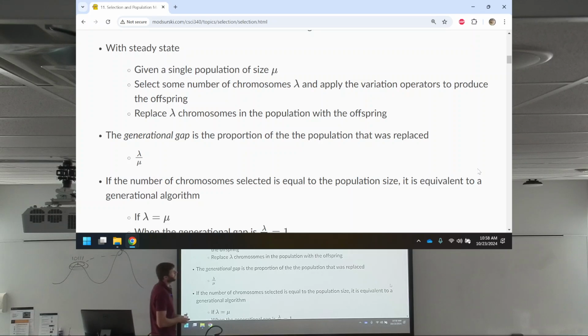Given a single population of size mu, select some number of chromosomes lambda and apply the variation operators to produce the offspring. Replace the lambda chromosomes in the population with the offspring. So for example, I pick 2, I apply the variation operators, and I have to put them back in the population. But where?